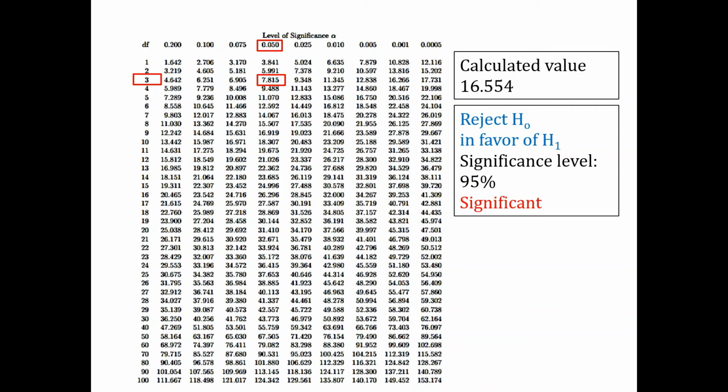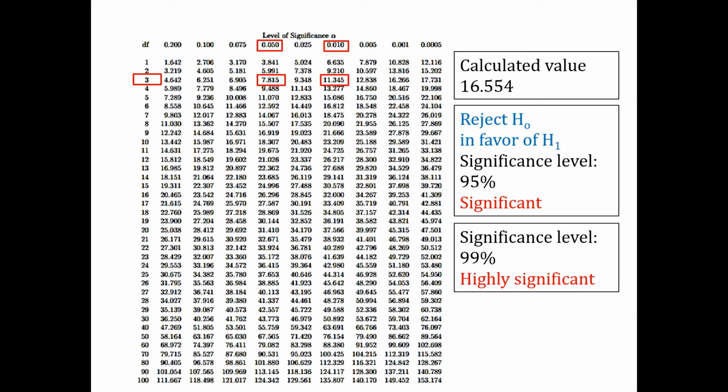Now what is the next step? Once our null hypothesis is rejected, we want to see what is the maximum level of significance that we have for this rejection of the null hypothesis. Next level is 0.01. 11.345 is the table value. Again, we see that our result is highly significant because the calculated value is greater than the table value.